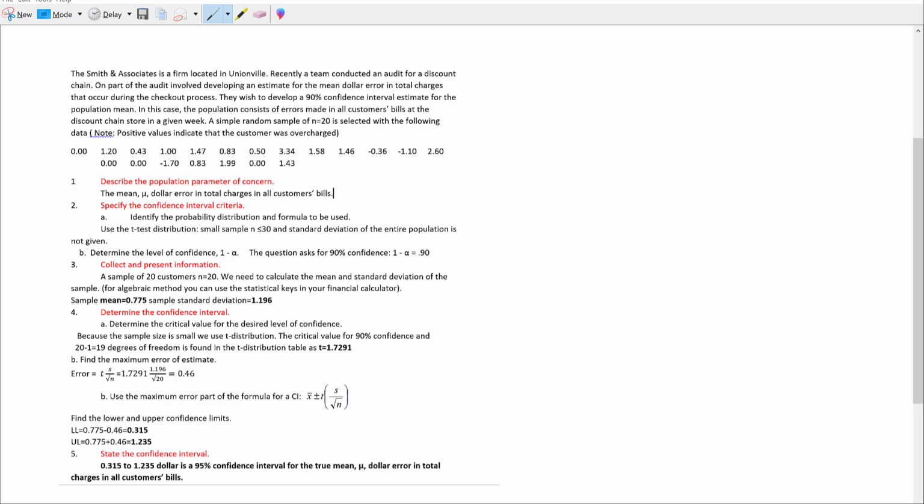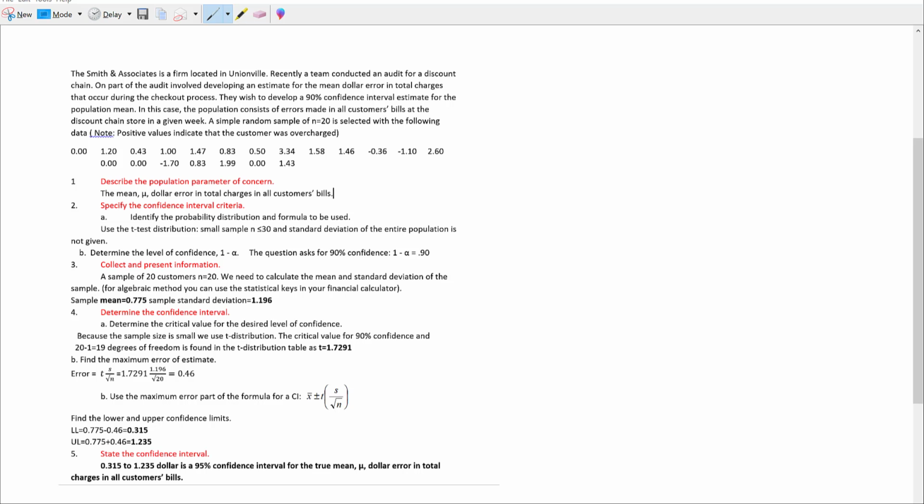Smith and Associates is a firm located in Unionville. Recently, a team conducted an audit for a discount chain. One part of the audit involved developing an estimate for the mean dollar error in total charges that occurred during the checkout process. They wish to develop a 90% confidence interval estimate for the population mean.